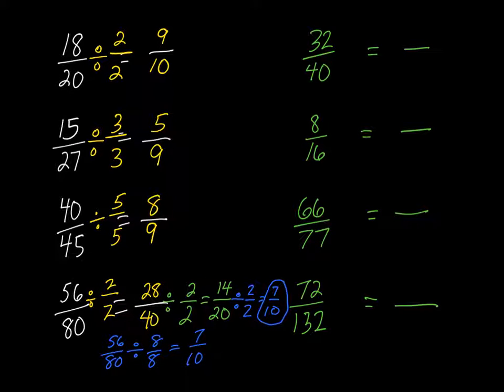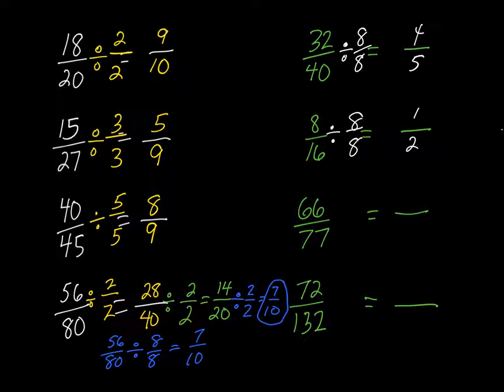Now let's come over here to the other side. We have 32 over 40. We can divide by 8 over 8, and it looks like we get 4/5. 8/16. It's one of those, they're both even, we can divide by 2, but wait a second. 8 is half of 16, so I know that that is half, and I can show my work by dividing by 8 over 8.